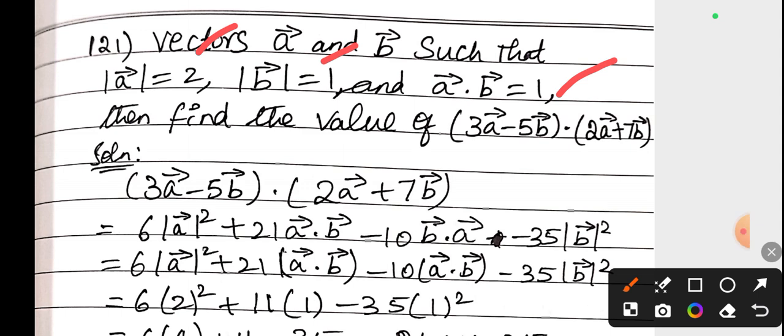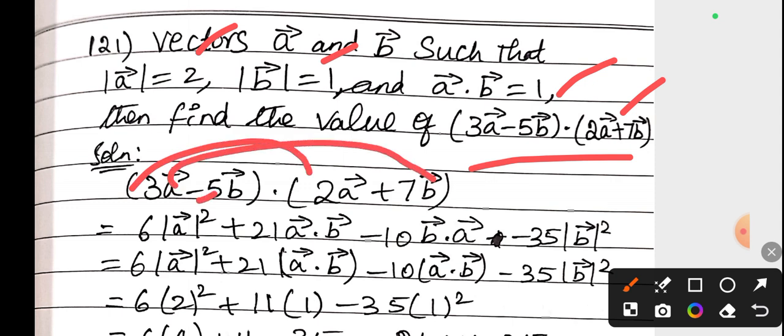Now the 121st question: vectors a and b such that magnitude of a is 2, magnitude of b is 1, a vector dot b vector is 1. We are going to find the value of (3a vector minus 5b vector) dot (2a vector plus 7b vector). Both multiply. 3 2s are 6, that is 6 magnitude of a square. Then 3 7s are 21, then a vector dot b vector. 5 2s are 10, minus 10 b vector dot a vector. 5 7s are 35, minus 35 magnitude of b square.